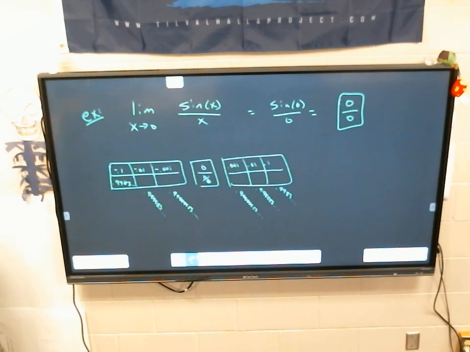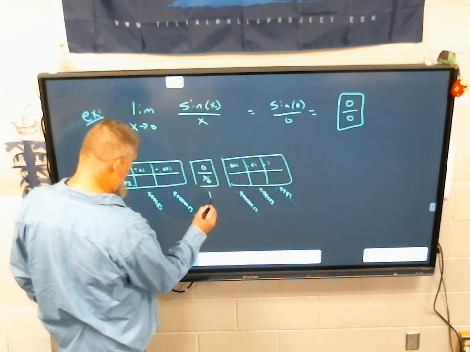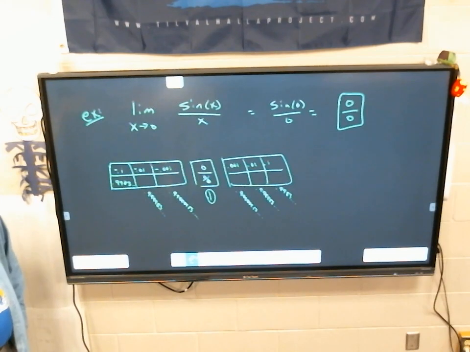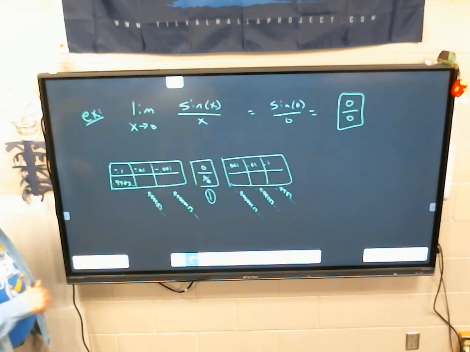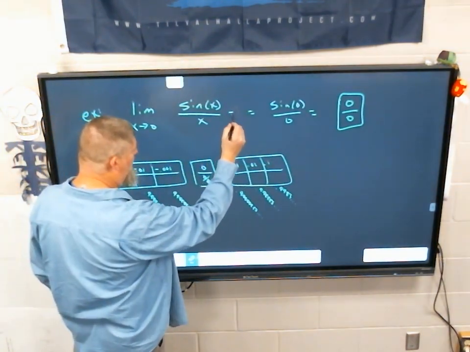So then we're approaching the value of what? Sure looks like we're approaching the value of... what? So as we approach 0, the limit as x approaches 0, it looks like this is going to equal 1.